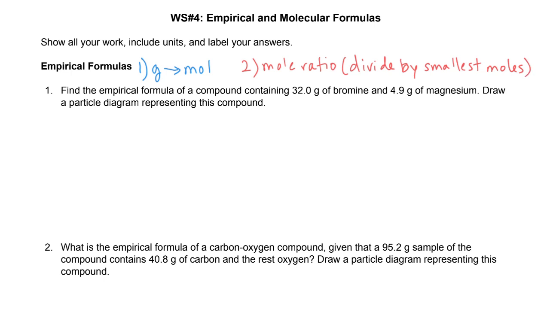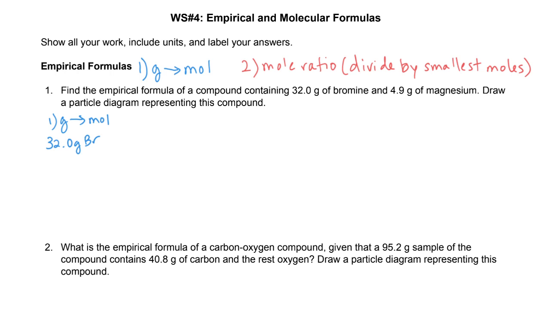So let's look at this first problem. Find the empirical formula of a compound containing 32 grams of bromine and 4.9 grams of magnesium. Draw a particle diagram representing this compound. So our first step was to convert grams to moles. And we're told that we have 32 grams of bromine. And we know from our previous math that to convert from grams to moles, we need to use the molar mass, which we find on the periodic table.